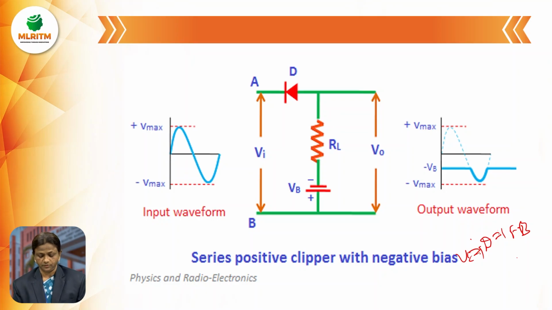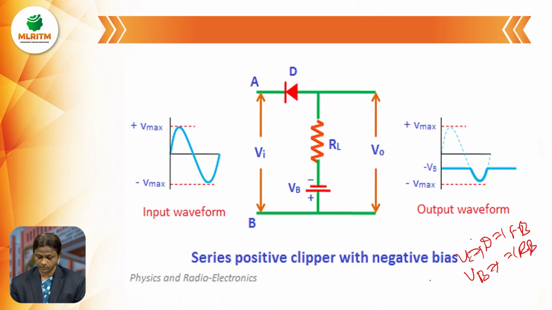Next, due to VB, the negative terminal of VB is connected to the anode of diode D. So diode D is in reverse bias. So due to VI, diode D is in forward bias. Due to VB, diode D is in reverse bias. Now you have to check two conditions: VA less than VB, and VA greater than VB.